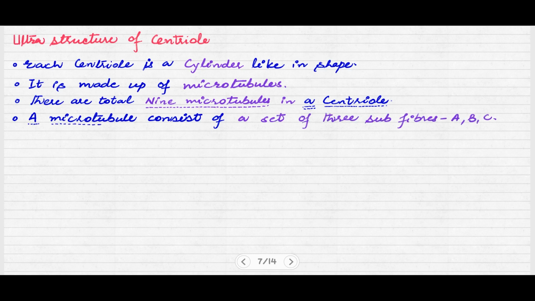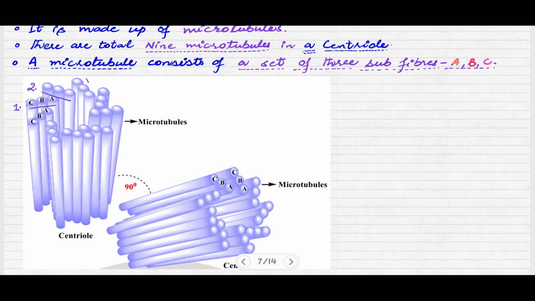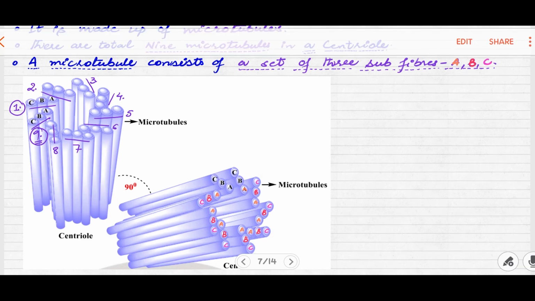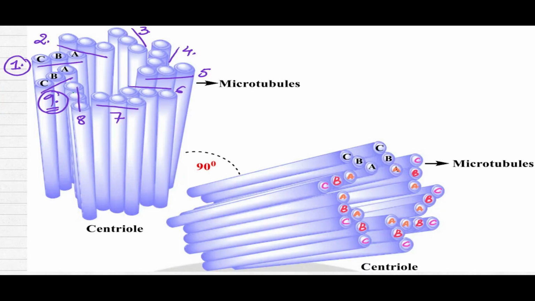Repeating, how many subfibers are there in one microtubule? 3. That is A, B and C, as we will see in the following diagram also. Each centriole consists of 9 microtubules. One microtubule consists of 3 subfibers A, B and C. Please note, subfiber C is the outermost, subfiber B is in the middle and subfiber A is innermost in position.